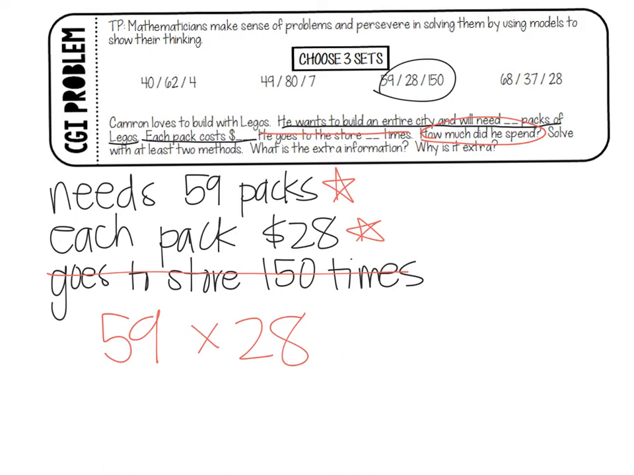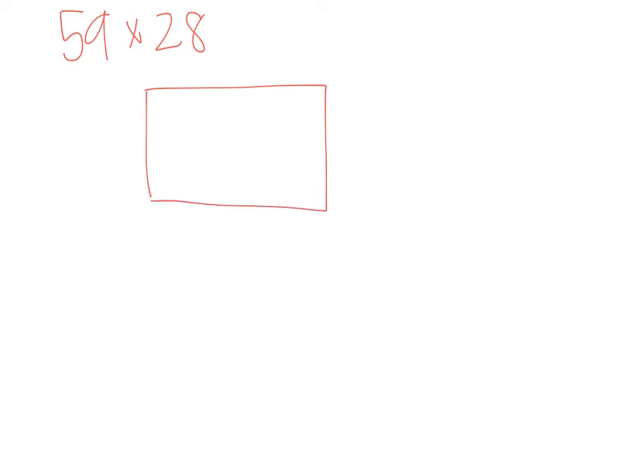So we're doing 59 times 28. So let's draw the area model. So I have my rectangle. And over here, I'm going to have 50, and what else? 59. 9, and then what are we going to have along the top? 20 and 8. Okay?